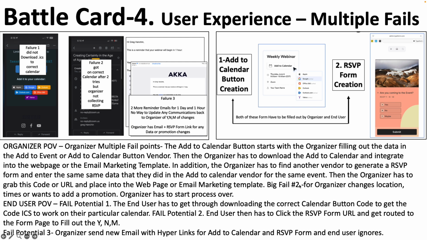So the big fail number 2 is the organizer changes location or times or wants to add a promotion, and then the organizer has to start all over with this process. So the end user point of view fail is the end user has to get through downloading the correct calendar button code to get the ICS code to work on their calendar for that particular calendar. So again, if they pick Google and their calendar is Yahoo, it will not work.